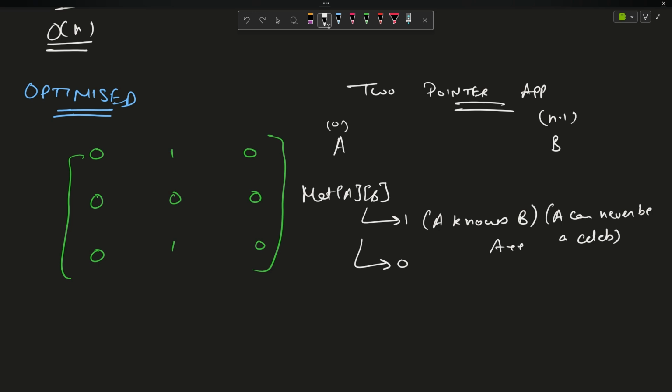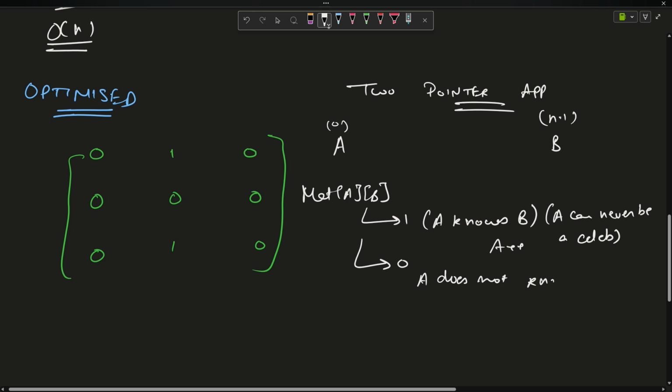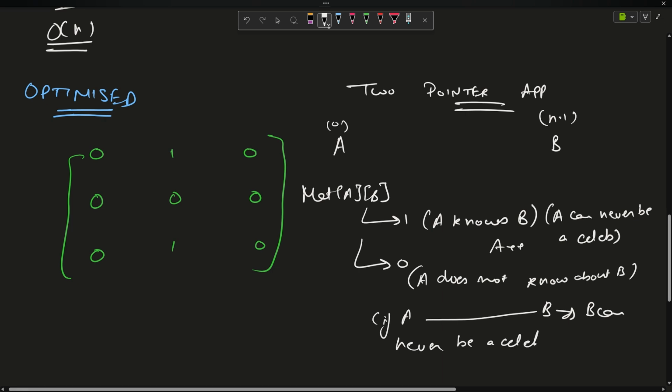But now what if it is 0? If it is 0, then B can never be a celeb. That means A does not know about B, and if A does not know about B, B can never be a celeb, because for B to be a celeb, every person except B should know B. So B can never be a celeb, and I can say B minus minus, which reduces the interval.